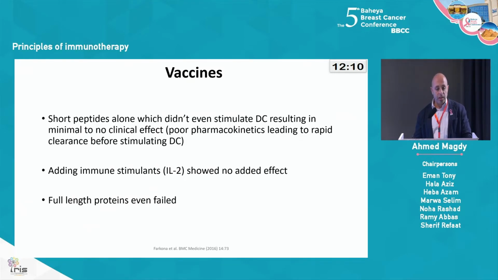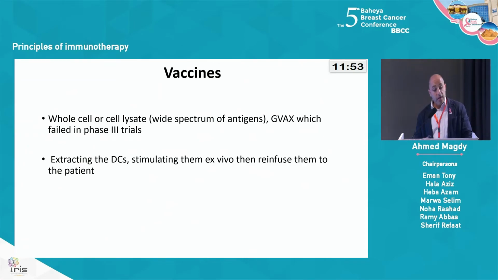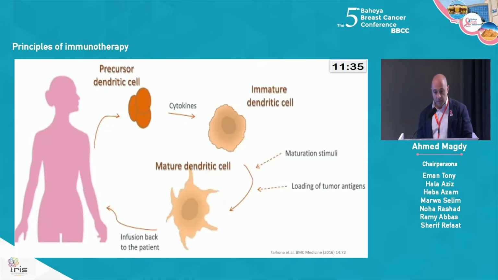And then when we injected it, it did not do anything. And then if we added immune stimulants like interleukin-2, again, we failed. Then they thought, let's take the whole length of protein and not just a specific protein. Again, we failed. Then they got the whole cell lysate, or the whole cell by itself, and it failed. And then they thought, let's take out the dendritic cells, which are the antigen-presenting cells, introduce them to the antigen, stimulate them with immune stimulants, and put them back inside the body of the patient.